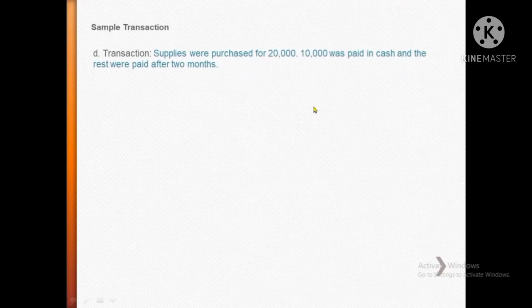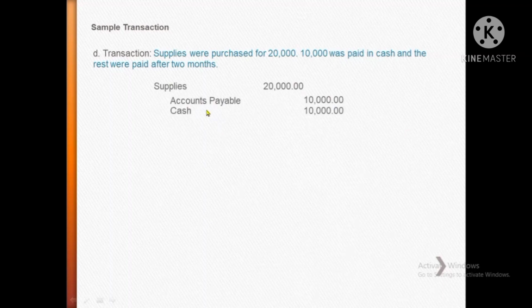This is transaction letter D in that video, and this transaction is: supplies were purchased for 20,000, 10,000 was paid in cash, and the rest was paid after 2 months, which in the past video is already after the reporting period. Here's how you record this transaction.